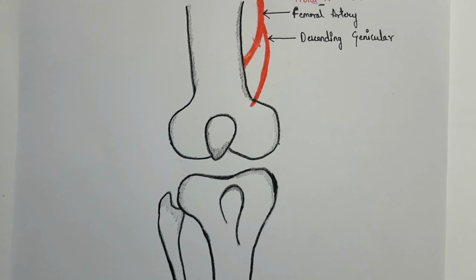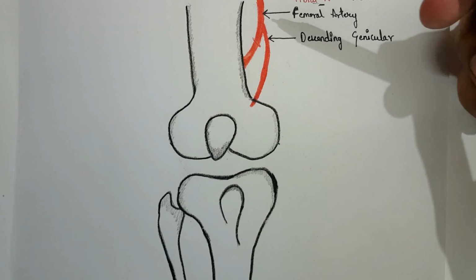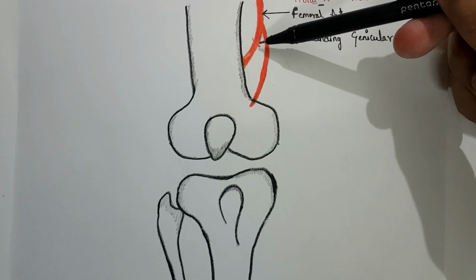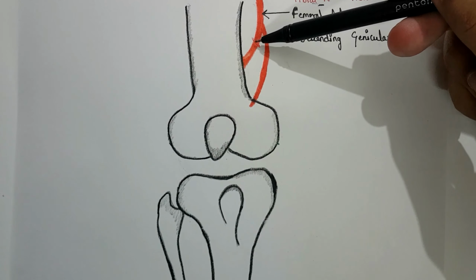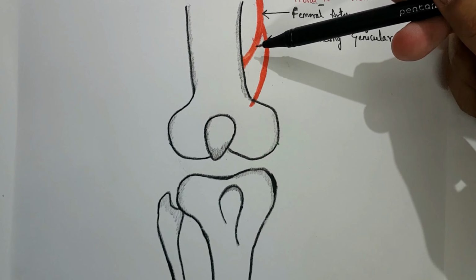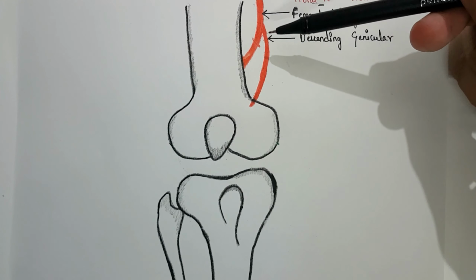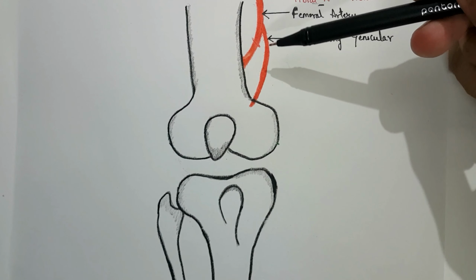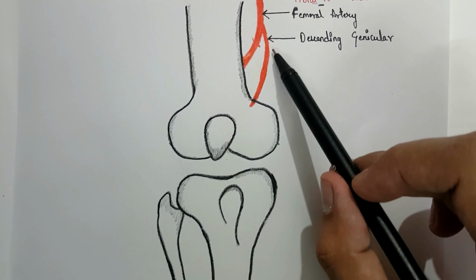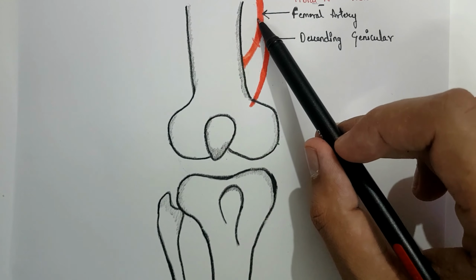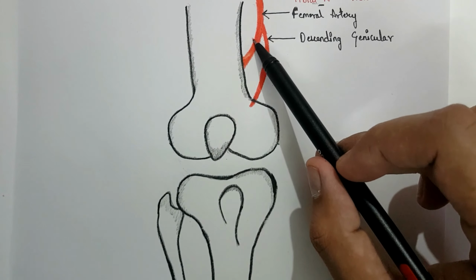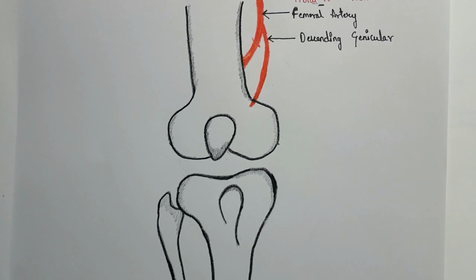Now I have drawn a few arteries here. This is the femoral artery, and this is the hiatus magnus pore, after which it continues as the popliteal artery. Just before continuing as the popliteal artery, the femoral artery gives an articular branch known as the descending genicular branch. This is the descending genicular branch of the femoral artery, and this is the popliteal artery after the femoral artery passes through the hiatus magnus pore of the adductor magnus muscle.